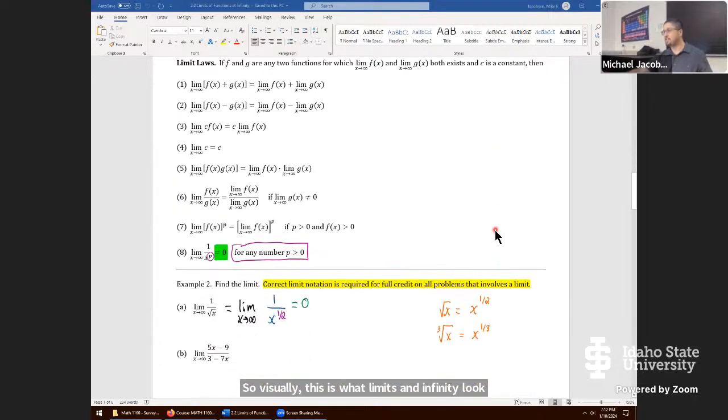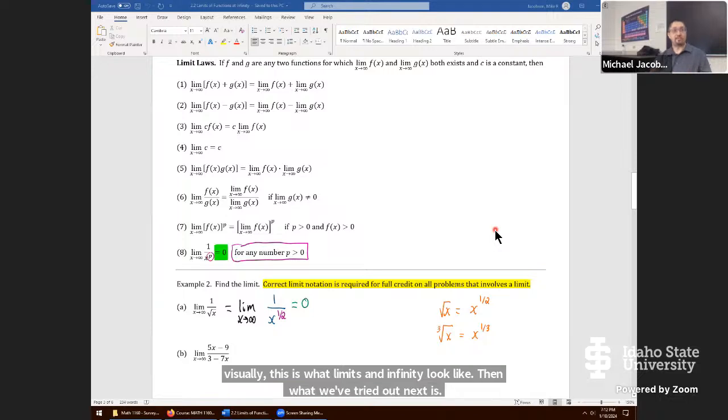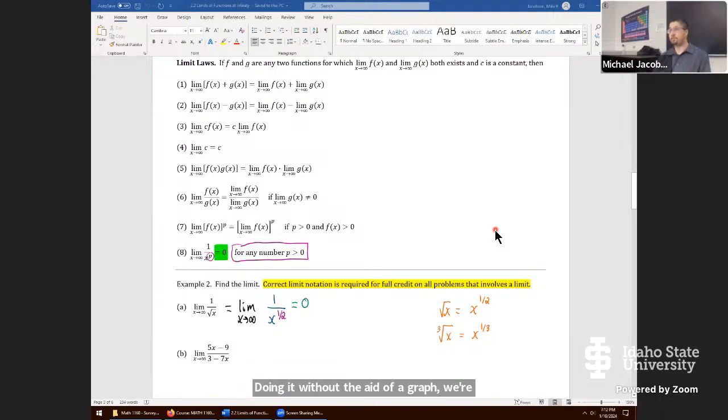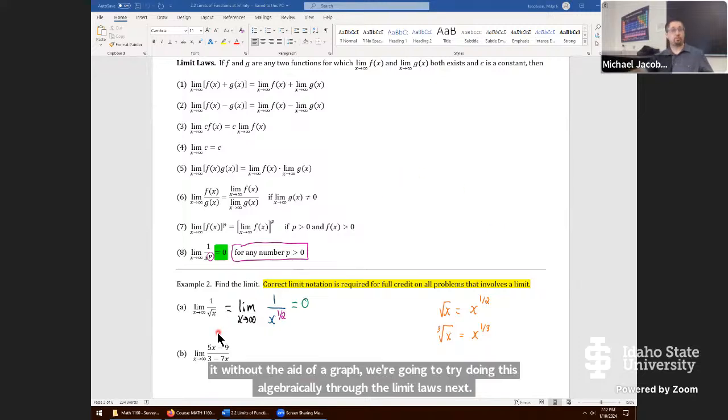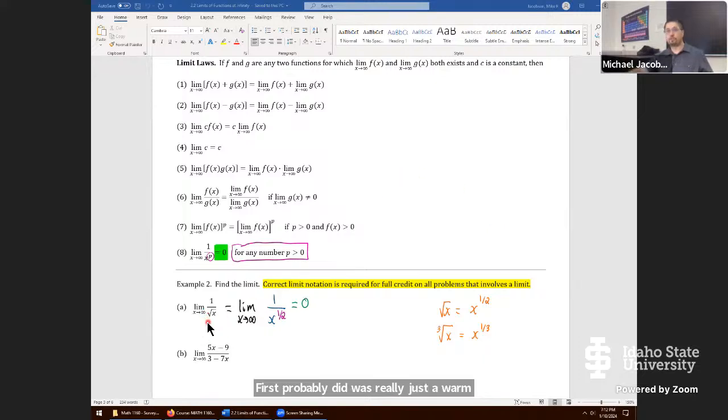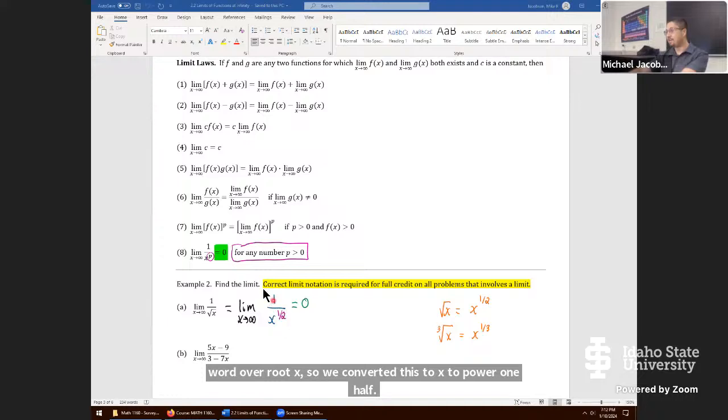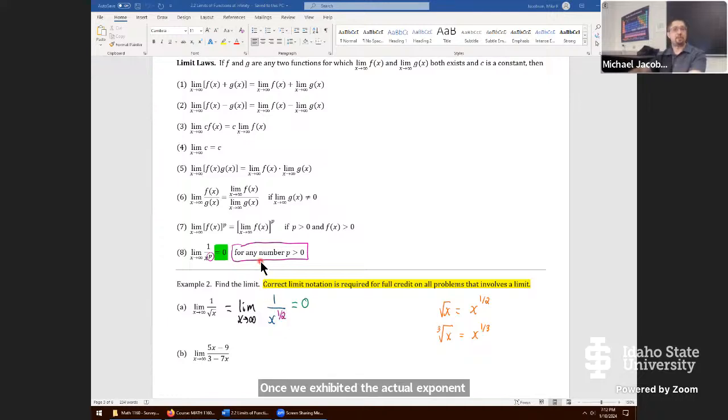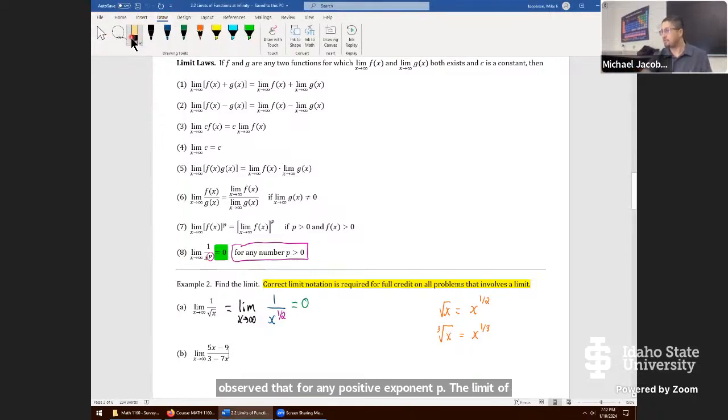Then what we tried out next is doing it without the aid of a graph. We're going to try doing this algebraically through the limit laws next. The first problem we did was really just a warm-up. It was 1 over root x, so we converted this to x to the power 1/2. Once we exhibited the actual exponent there, we observed that for any positive exponent p, the limit of 1 over x to the power of p is equal to 0. Let me try to clean that up just a little bit.